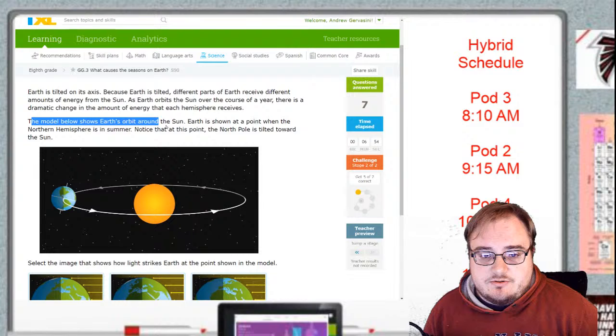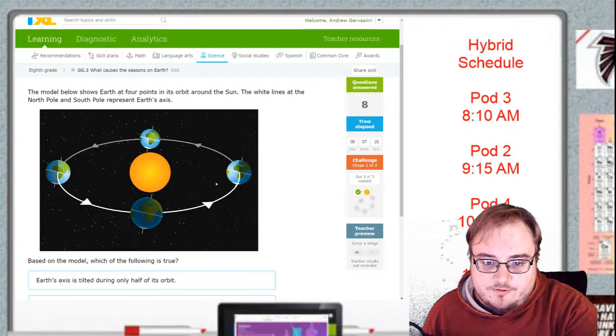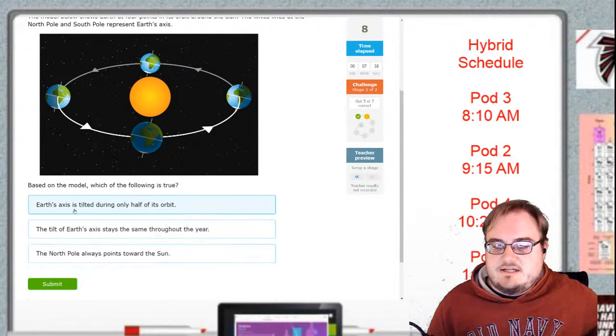The model below shows Earth at 4 points in its orbit around the sun. The white lines of the North Pole and South Pole represent the Earth's axis. Based on the model, which of the following is true? Earth's axis tilted during only half of its orbit. The tilt of the axis stays the same throughout the year. North Pole always points towards the sun.